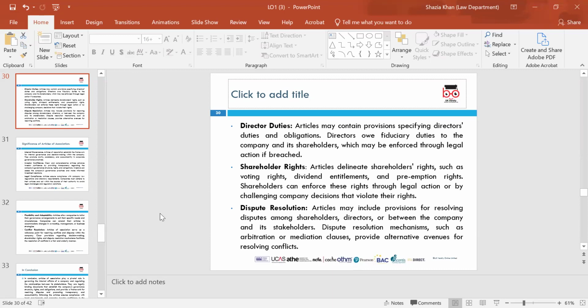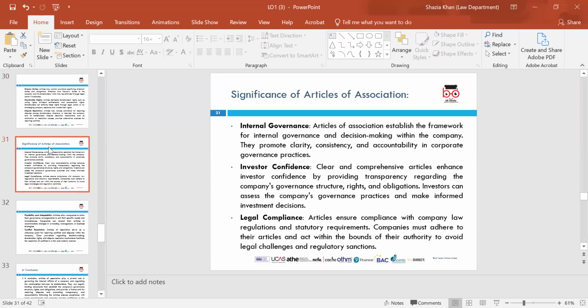Dispute resolution. Articles may include provisions for resolving any disputes among shareholders, directors, or between the company and its stakeholders. Dispute resolution mechanisms such as arbitration or mediation clauses provide alternative avenues for resolving disputes. The significance of articles of association. For internal governance, articles of association establish the framework for internal governance and decision-making within the company. They promote clarity, consistency, and accountability in corporate governance practices.